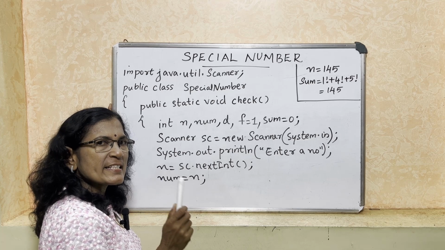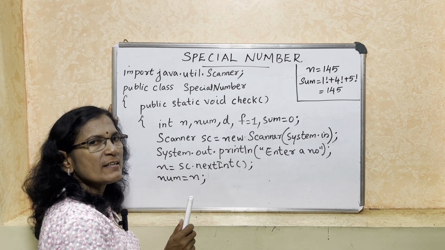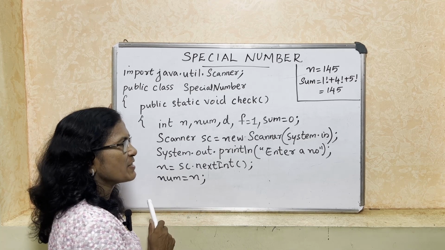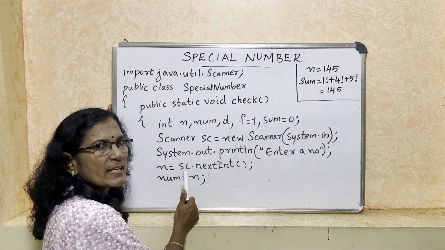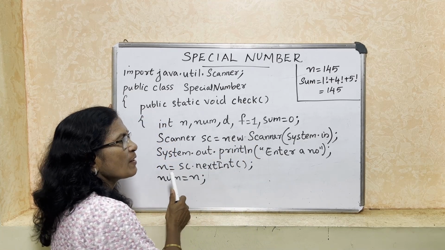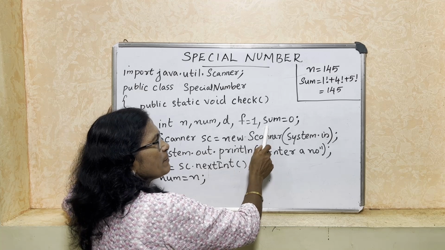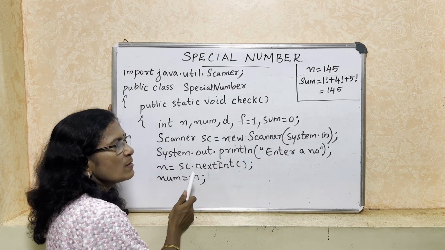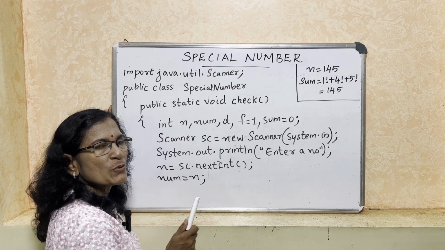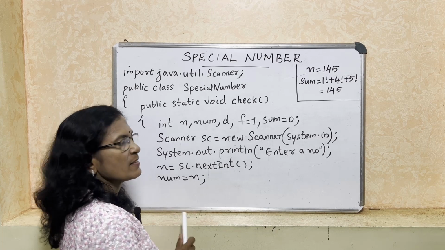f is initialized as 1 because 1 is the identity of multiplication. If we initialize f as 0, the entire product will become 0. And the variable sum is declared and initialized to store the sum of the factorials of each digit calculated.